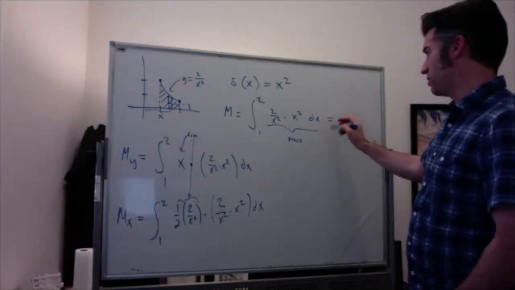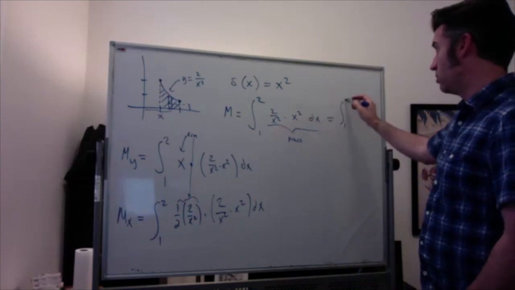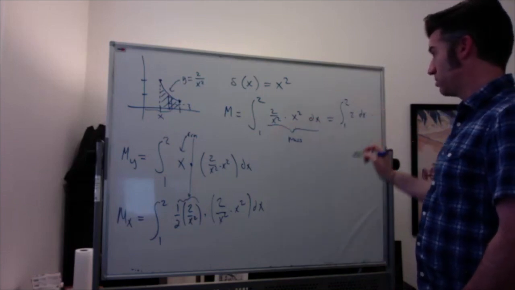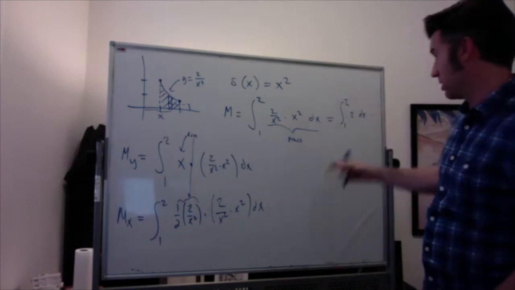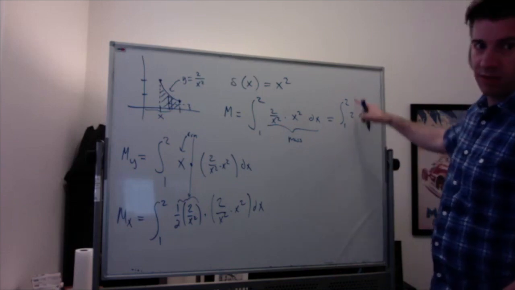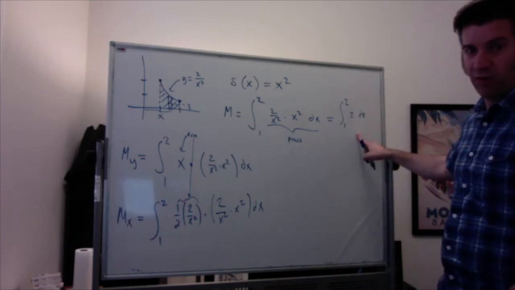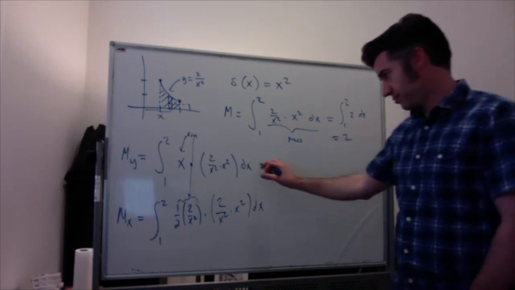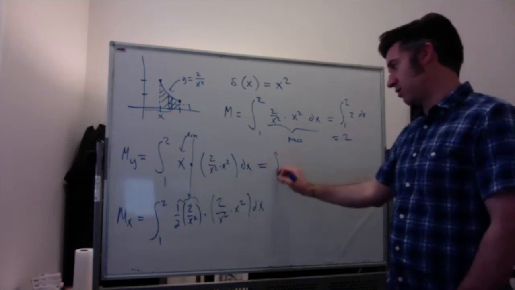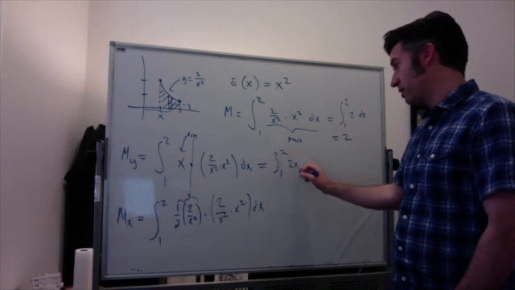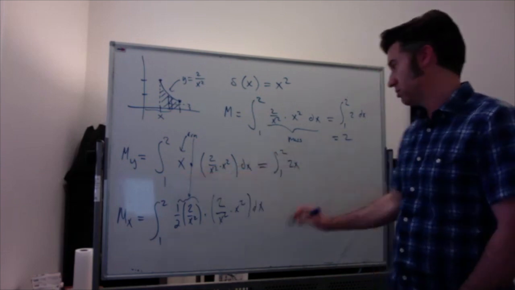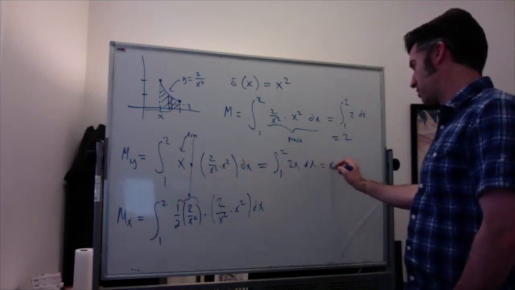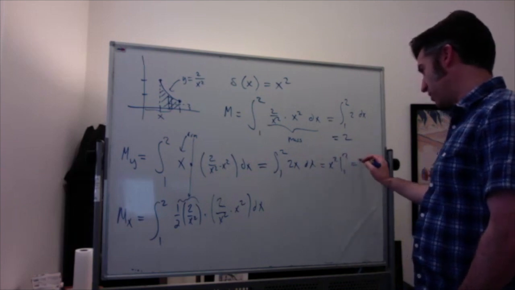So the mass here is going to be the integral from 1 to 2 of 2, which is just going to be 2x, and plug in 2 and plug in 1, you're going to get 4 minus 2, which is 2. Okay. This one's going to be the integral from 1 to 2 of 2x, right, because this is x and this is 2. So that's going to be x squared from 1 to 2, which is going to be 3.